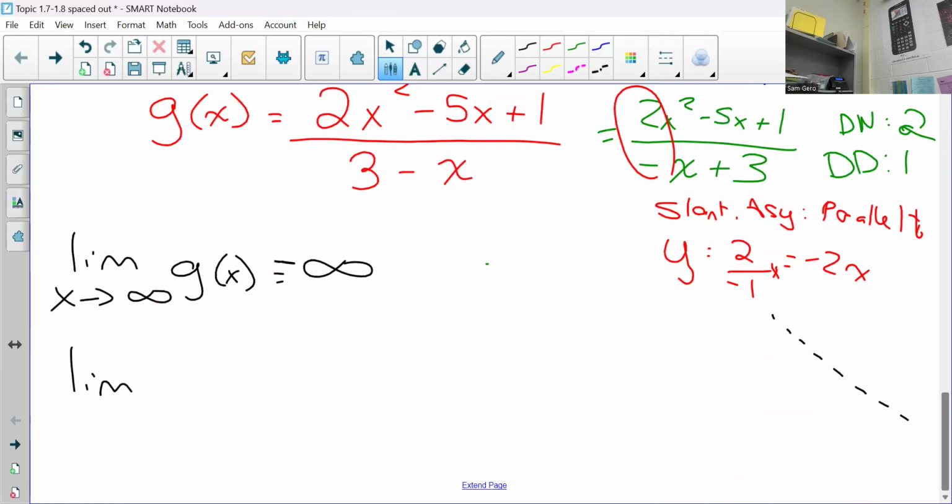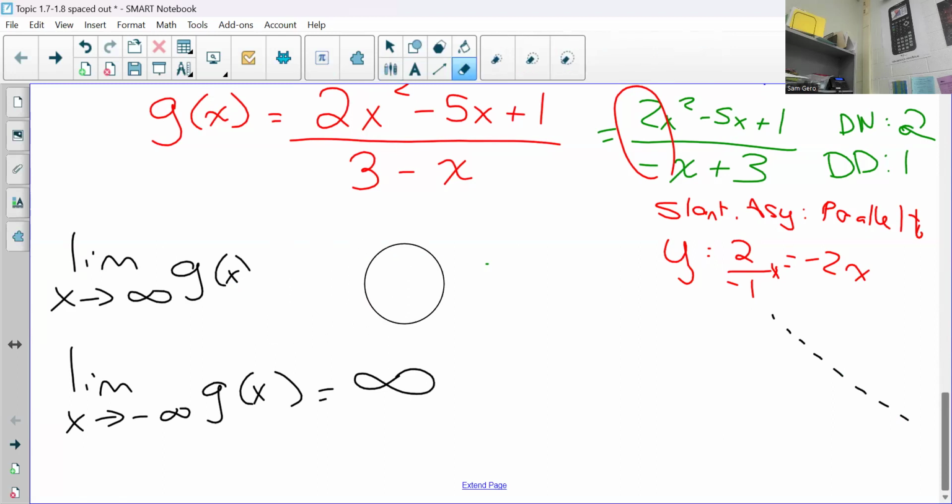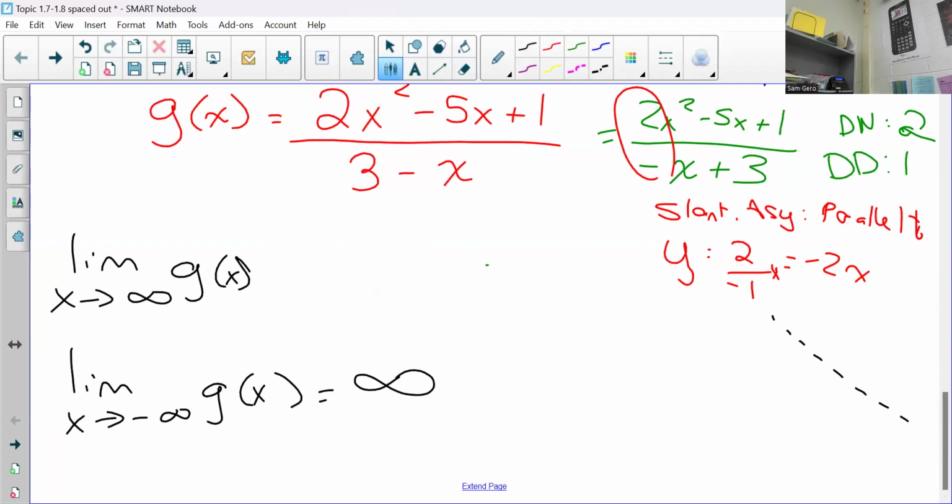And the limit as x approaches negative infinity of g of x. As we go to the left, this graph is going up, so it's going to positive infinity. Here I'll write this so you can definitely tell that this is a negative infinity. This is the case where the negative infinity is on the left-hand side versus the right-hand side.